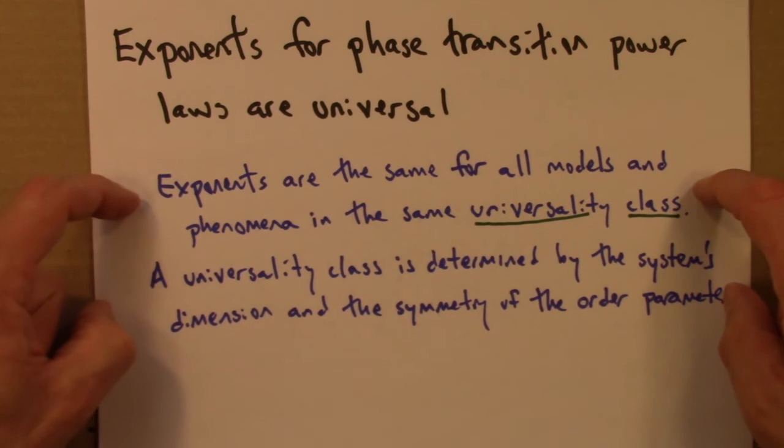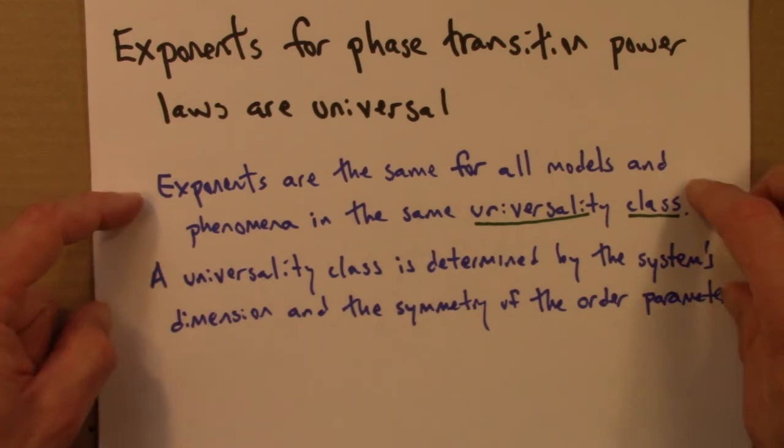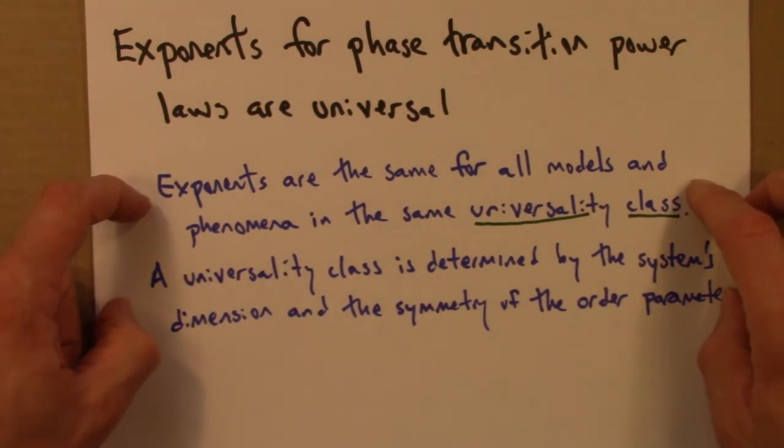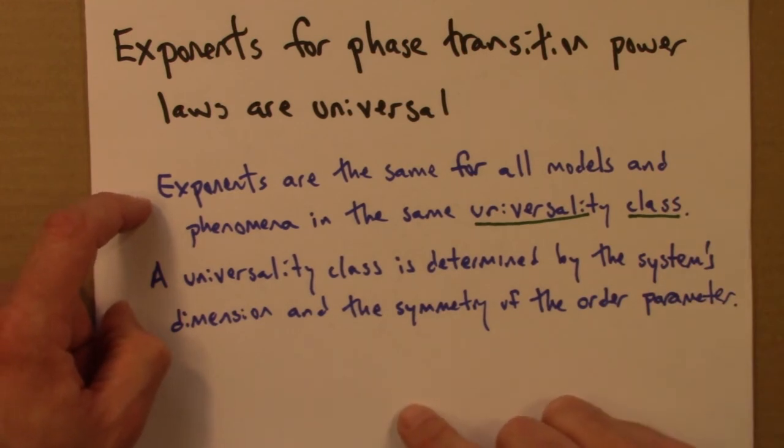So as an example, a common physical example for this is the transition between a magnet and a paramagnet.